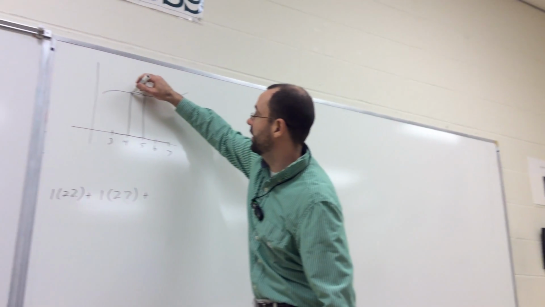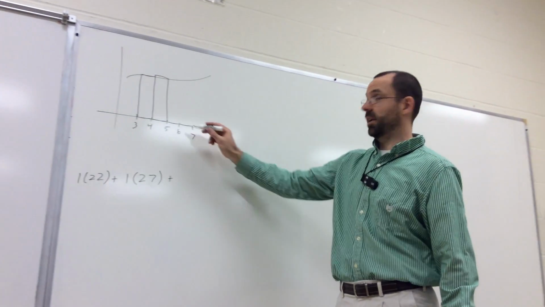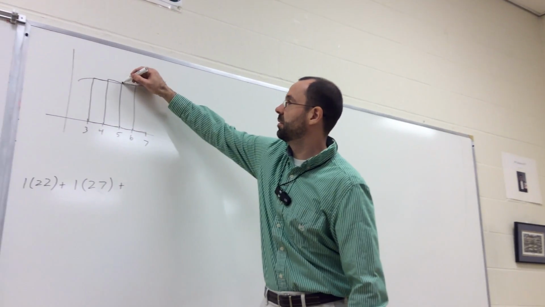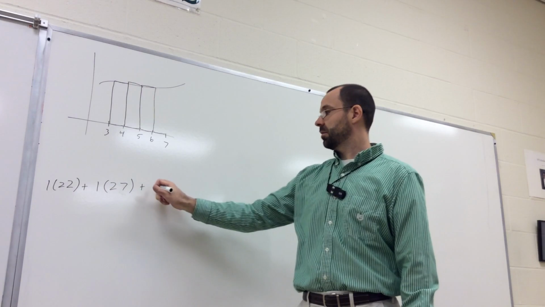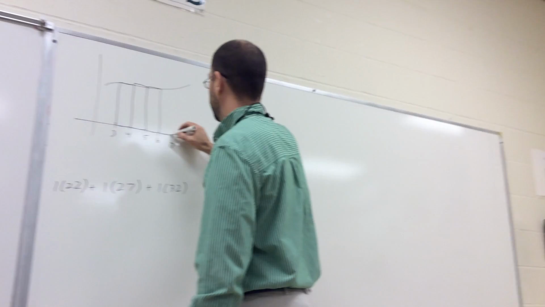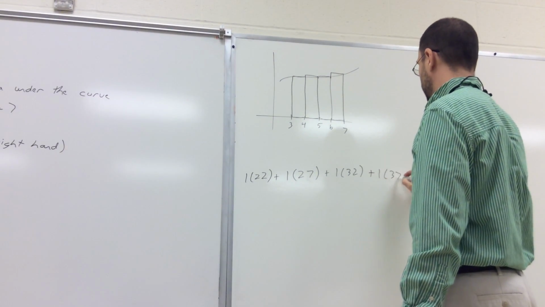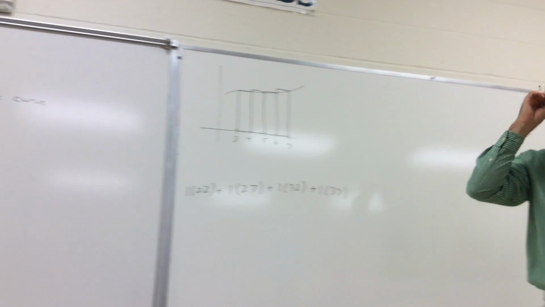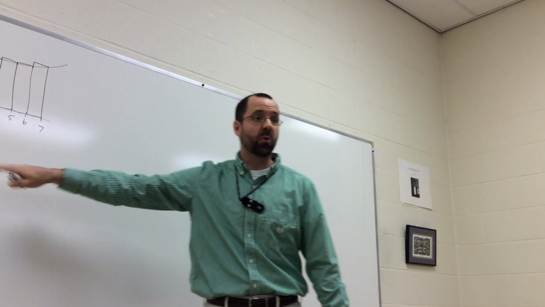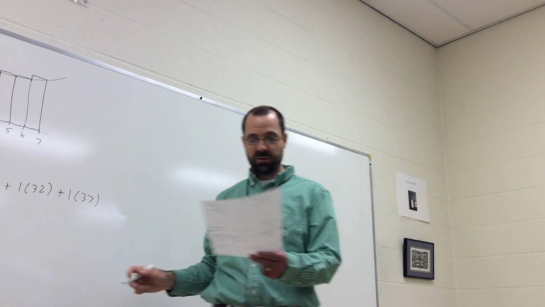So now I've got this rectangle and that one. And then I'm going to add up a third one. So the height of that one will be 32. And then the height of the last one will be 37. So I'm just taking the width of a rectangle times the height of a rectangle, and I'm doing that 4 times to get the area of 4 rectangles. And I'm adding that all up, so it comes out to 118.